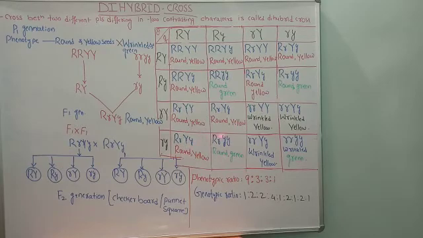After crossing, what are we getting? We are getting this result. We have to find out what phenotypic ratio we are getting, and also we have to see what is the genotype of the F2 generation. Okay, that is a dihybrid cross.